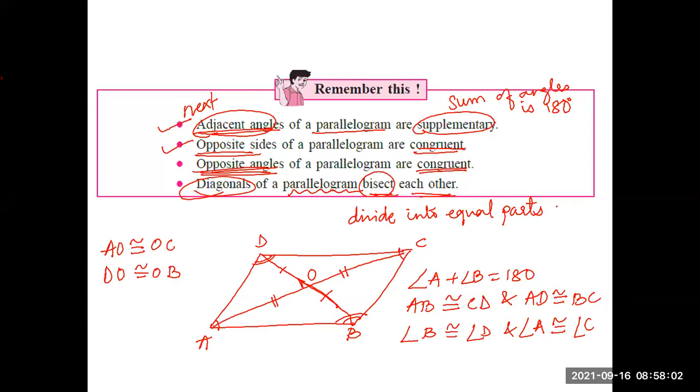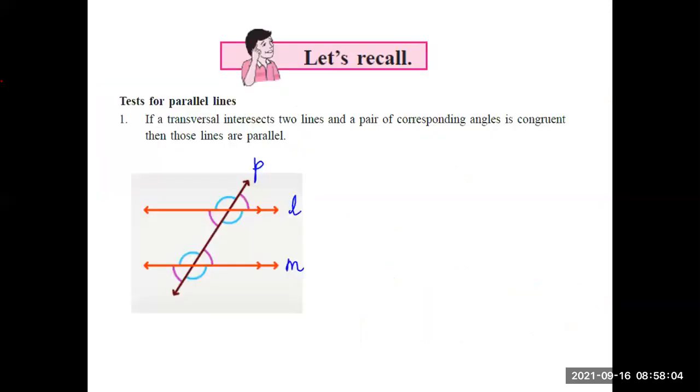Now, in addition to these properties, what we see today is the different tests for parallel lines. Okay, this is again a recap of your earlier class. All right, using these properties, we are going to study new properties. So let us revise the basics again. Tests for parallel lines. Now, what do we know about parallel lines? We know that when there are two parallel lines, what type of formations are there?